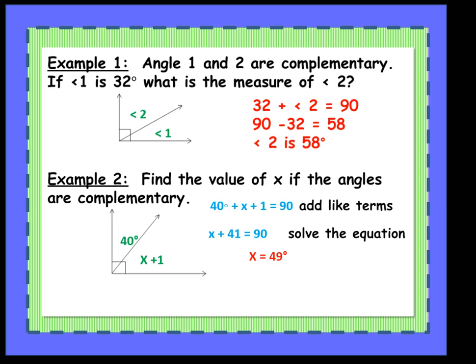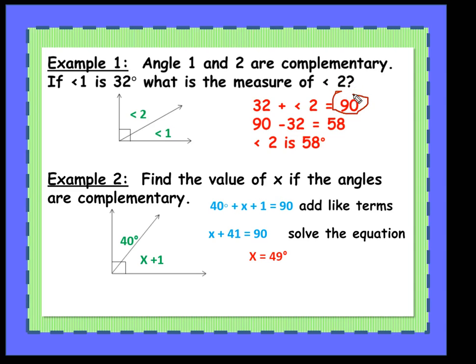Okay, so as you can see, this is how they set up their equation. They said angle 1, which was 32, plus angle 2, which is what we're trying to find out. You don't have to write angle 2, you could also just write x, or any variable you want to, or you can even write a for angle. So plus angle 2 is going to equal 90.